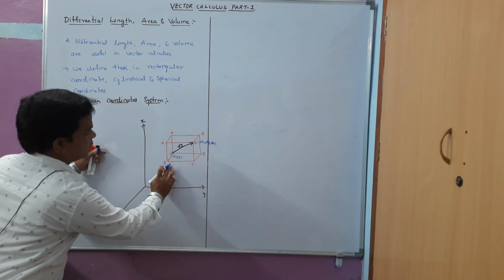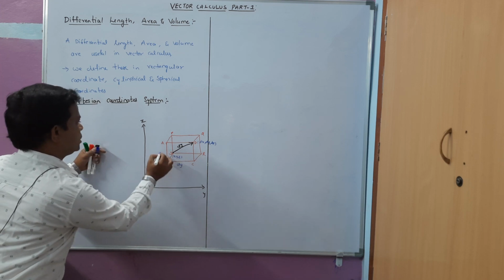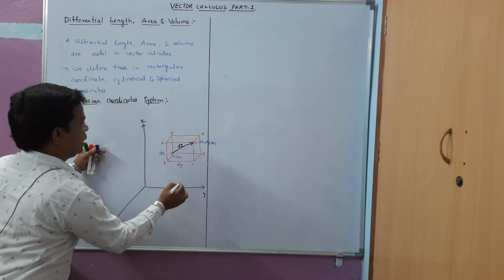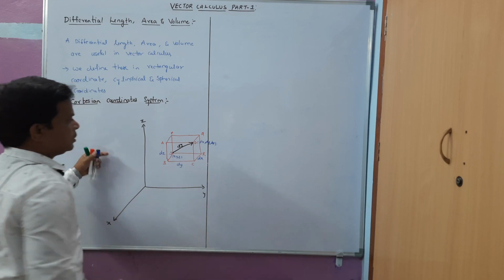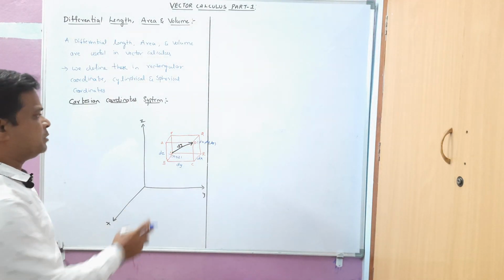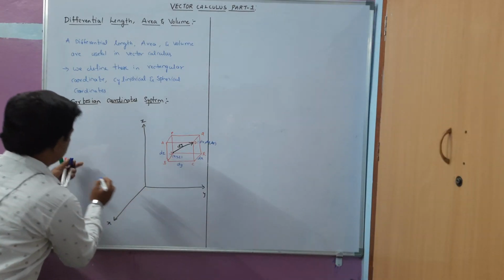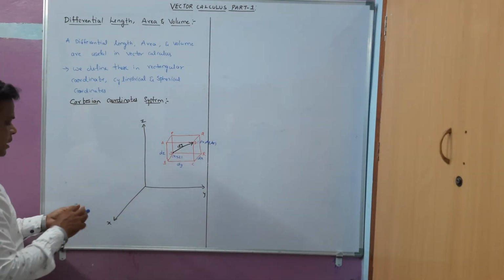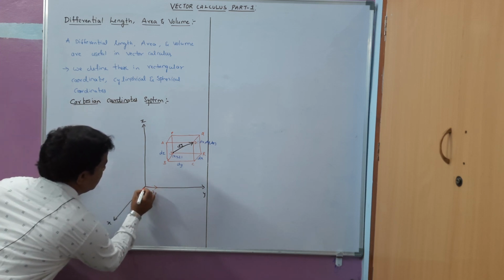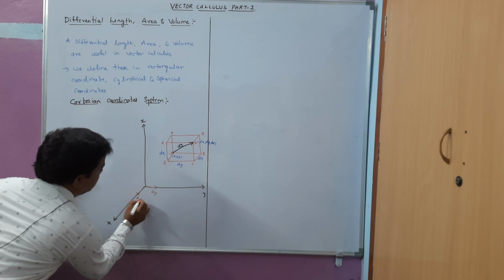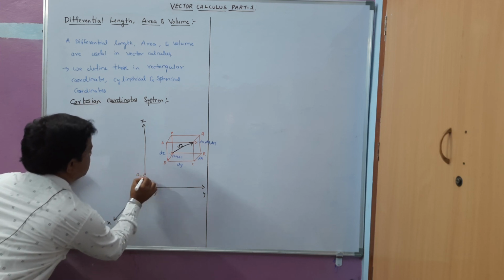This displacement is given by dy, this displacement is given by dz, and this one is given by dx. So here we have the displacement of the cube in three directions: x direction, y direction and z direction. We have unit vectors along these directions: this is ax, this is ay, and along the z direction it is az.